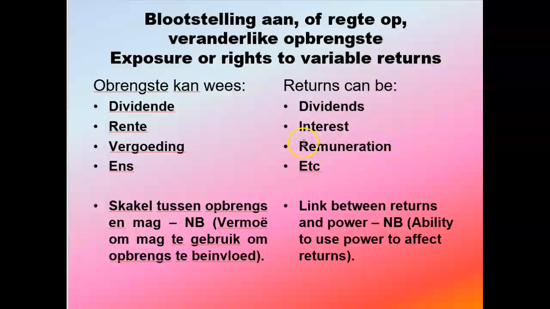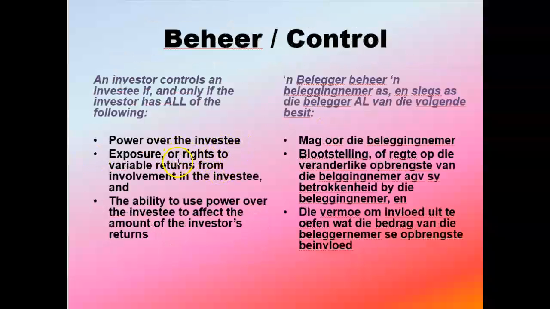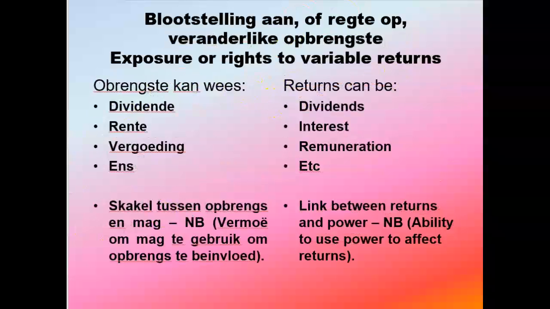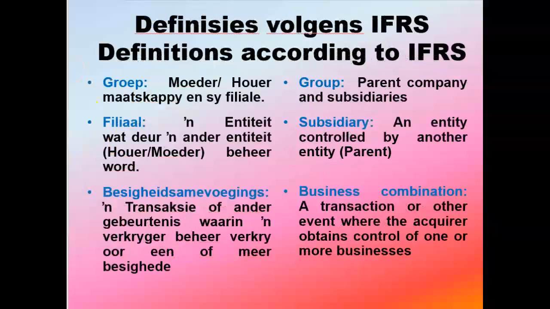I could be entitled to some kind of remuneration as a result of my involvement in the subsidiary company or the investee company. So any type of money that I am entitled to as a result of my involvement with the investee, that is classified as a return. And once I have a right to variable returns and I can exercise power over the amount of that return, that means that I'm actually in control of that investee. And if I'm in control of an investee, it means that it is a subsidiary of mine. And because it's a subsidiary of mine, I have to do consolidated statements.